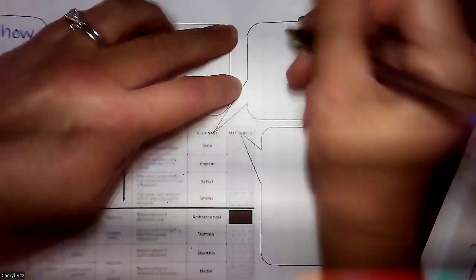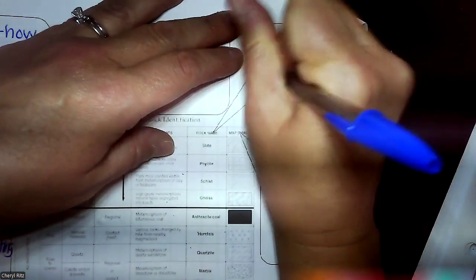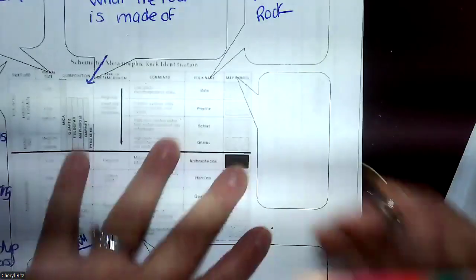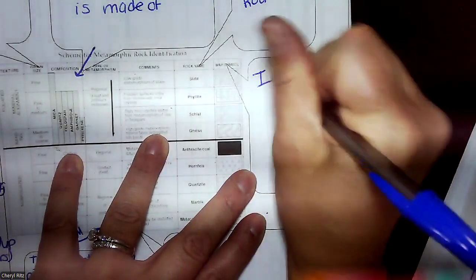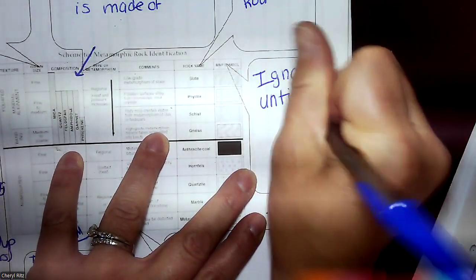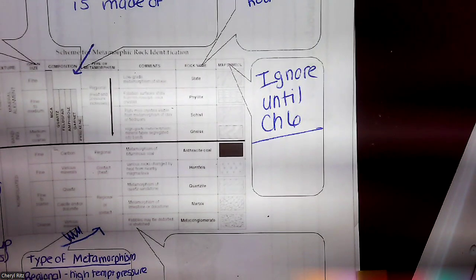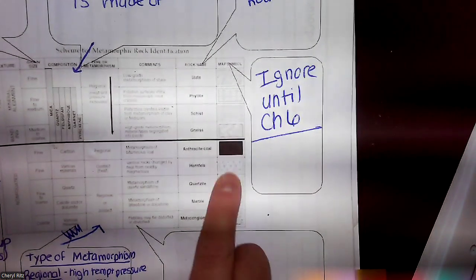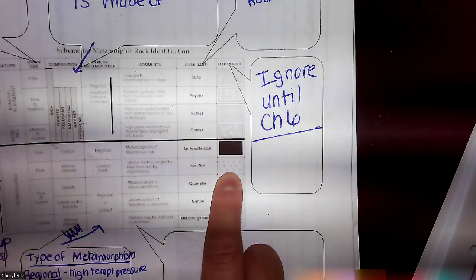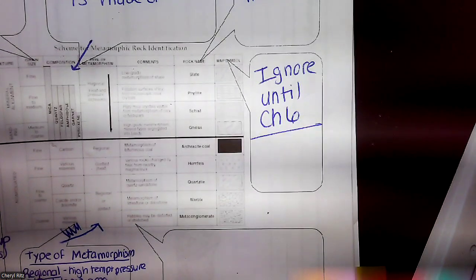Rock name, you got it? Name of rock. Rock symbol, ignore for now, until chapter 6. Same thing I said the other day. This is not what it looks like. There is no rock out there with a bunch of plus signs in it like Hornfels, so do not look at that and say, oh, that's what the rock looks like.